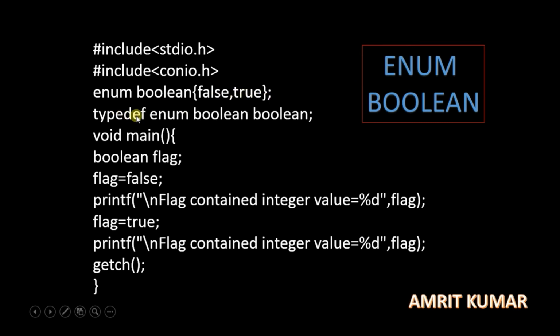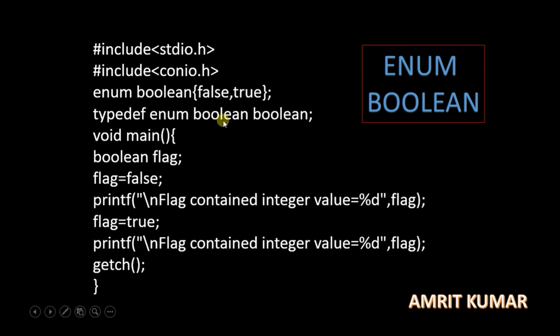Then I am using the concept of typedef to define anything. So I am defining a boolean variable using typedef, which is going to contain enum boolean. typedef is used to define anything. Therefore, I am defining boolean, and boolean is going to contain enum boolean. So enum boolean actually contains either false or true. Therefore, if we write boolean only, it means it can access false as well as true, because it contains enum boolean.